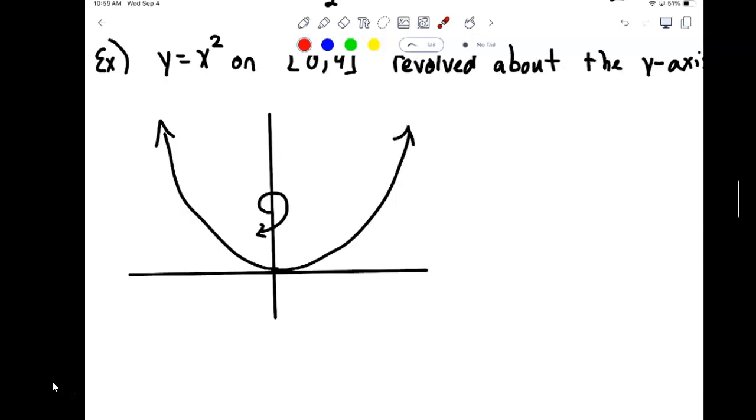But now we're taking this graph between 0 and 4. So I just have the whole graph there. But it's being revolved, and so that's going to produce this bowl type shape. Now, because we're revolving about the y, we need to think of an integral in terms of y. Right? We're integrating along the y now.